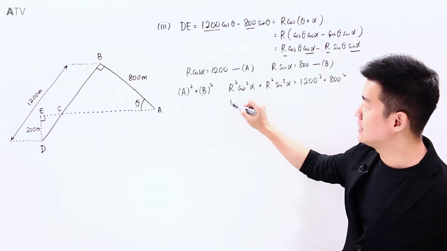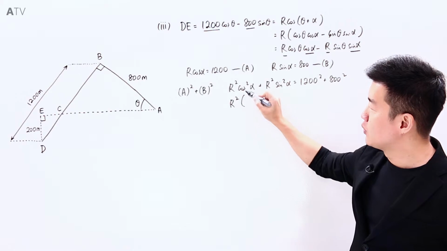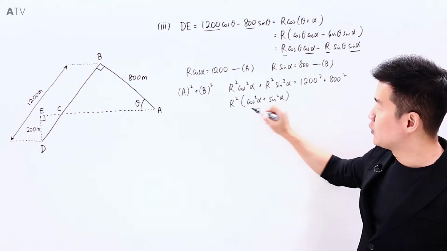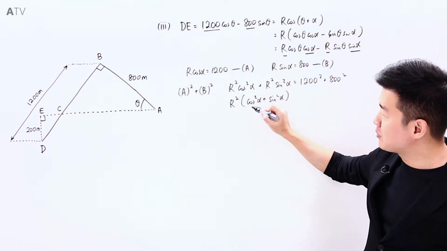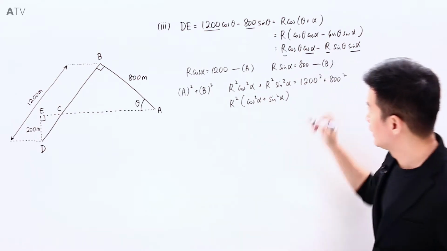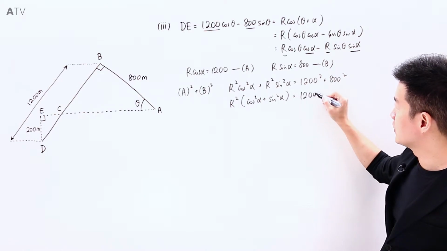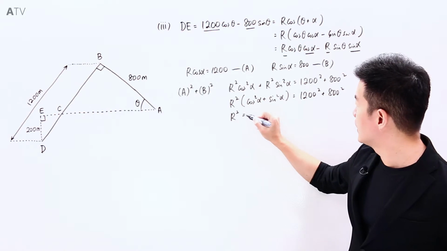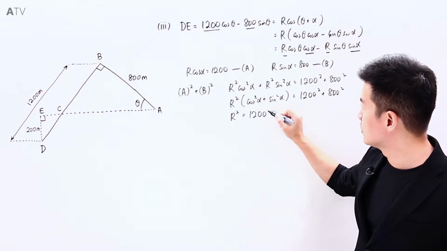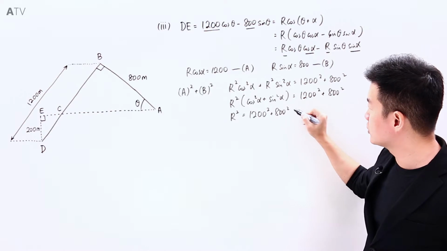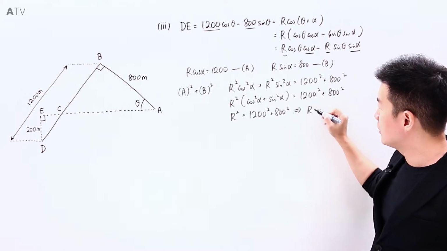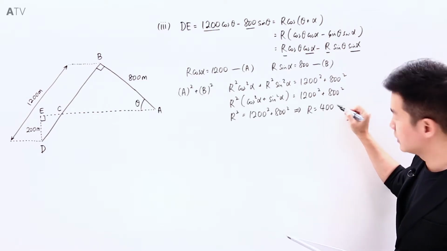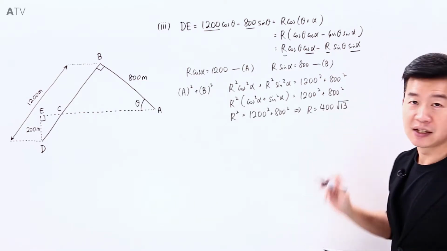As for this that is here, if I were to factorize out R square, we will have cosine square alpha plus sine square alpha, which means that applying trigo identity in the next step, this is going to become 1. And this is 1200 square plus 800 square, which means that R square is going to be just 1200 square plus 800 square, which tells me that R is going to be just square root of this, and we will be getting 400 square root of 13.